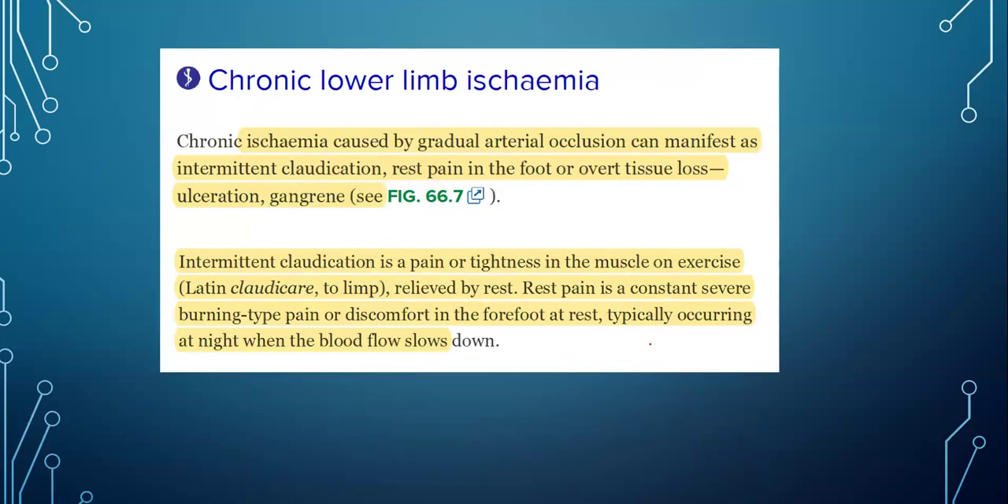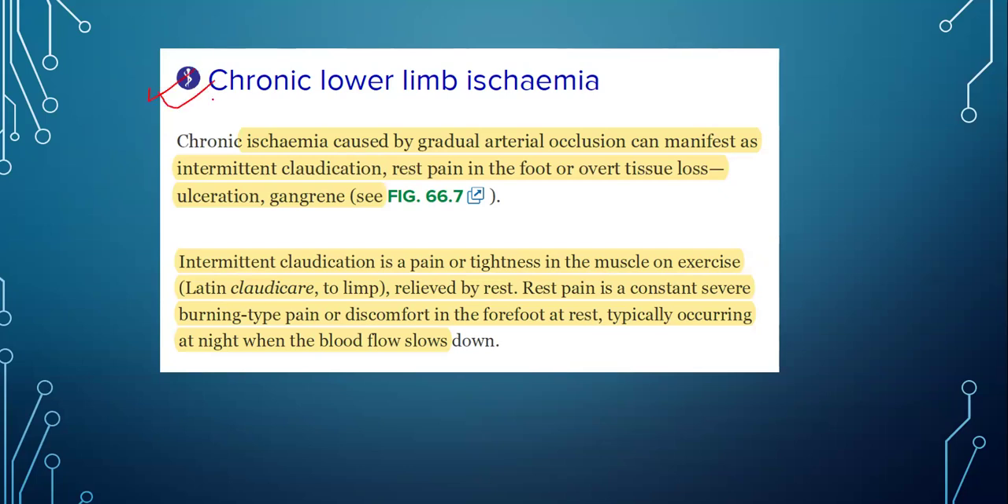So acute lower limb ischemia is important. So try to remember the 6P, and if that is the case, definitely send the patient to hospital and they will do the further treatment. How about chronic lower limb ischemia?